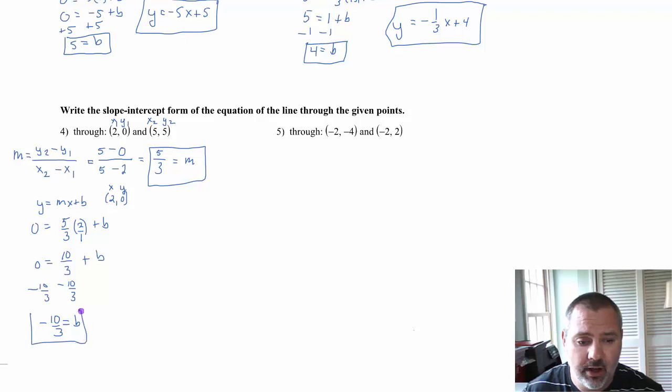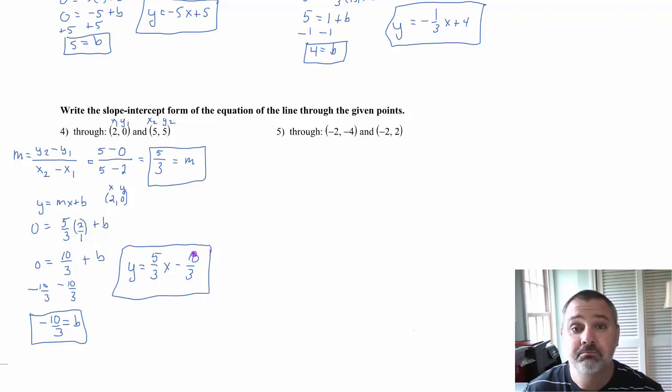So here's our y-intercept. Here's our slope. Let's put it all together. y equals a slope of 5/3 x, and then our y-intercept is minus 10/3. And that's our answer. Not too bad. Let's try one more together.